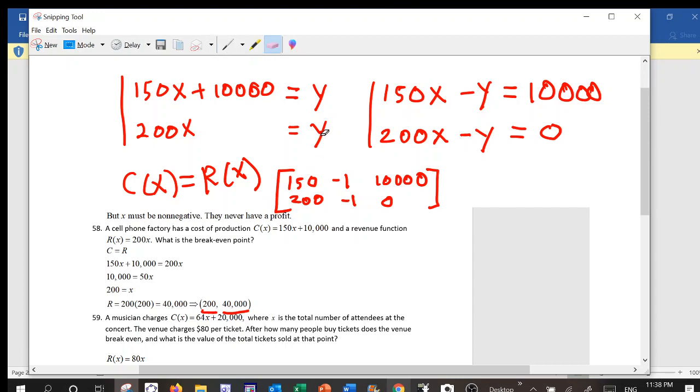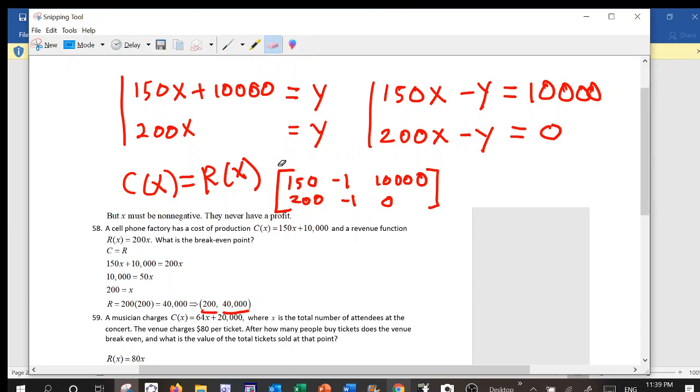Now we have to put x in here, right? And if x is 200, y is going to be what? 200 times that plus 10,000 is going to be 40,000. Also here, if you put 200 here, y is going to be 40,000. But remember, this y was revenue and this is the cost, right? All right.